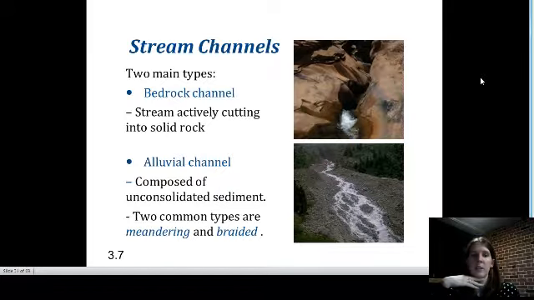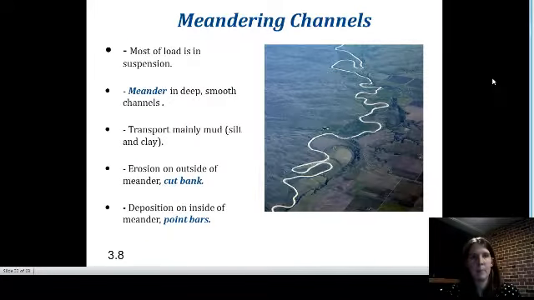Furthermore, alluvial channels can be broken into two more types, meandering and braided. A meandering channel keeps most of its load in suspension, so most of the sediment is carried within the water column. They meander or they move in very deep, smooth channels. Okay, so it usually looks like a single section or snake of water. And meandering channels tend to have a slightly lower velocity, so they mostly move silt and clay. They don't have enough velocity to move sand and gravel.